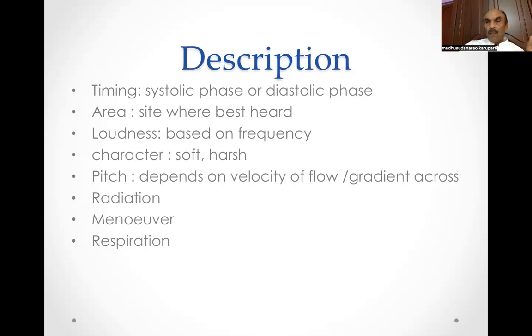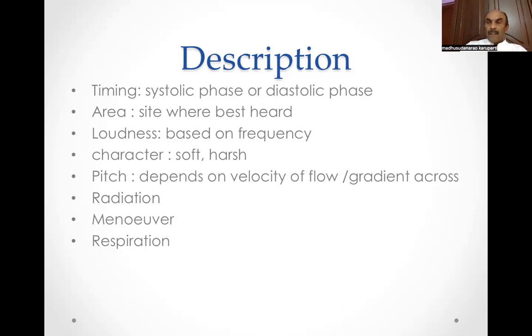You also correlate the sound with the carotid pulsations. The carotid pulse that corresponds to the sound is the systolic, and that is the first heart sound. Once you have made out the first heart sound, the period following the first heart sound is the systolic period. The other one is the second heart sound. The phase of the cardiac cycle following the second heart sound is the diastolic phase. So based on this, once you identify the first heart sound, you can time the murmur, whether it is systolic or diastolic.